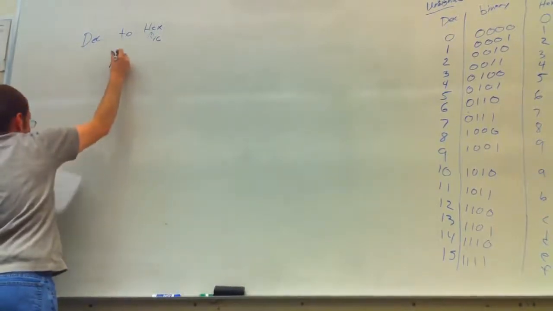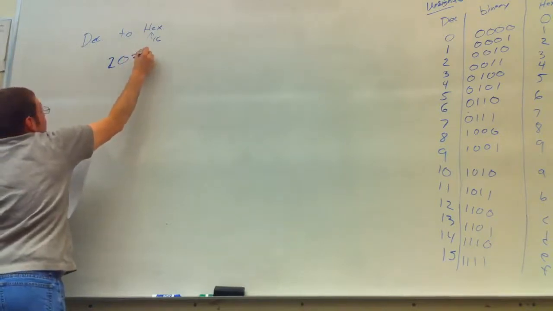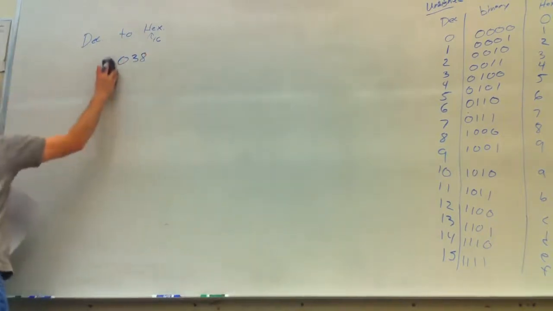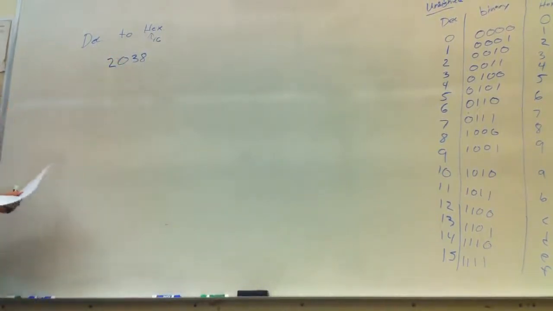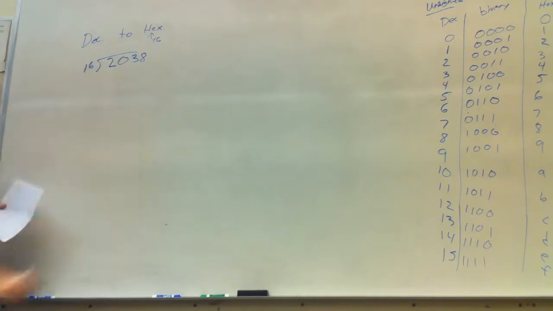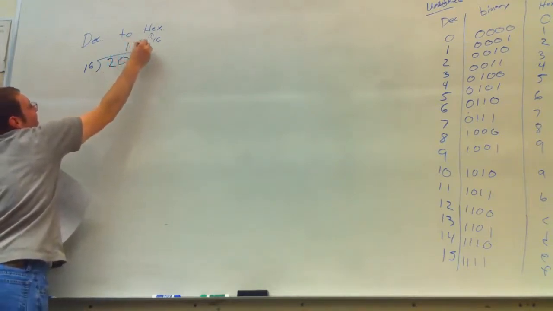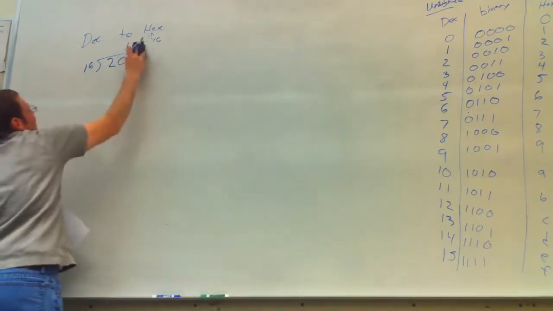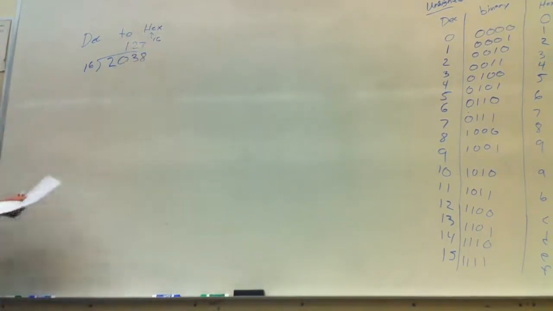Sorry about that, that's the wrong number. I did 16. I did 2038. Sorry. So 16 goes into 2038. How many times? Sorry, it's 127 times.